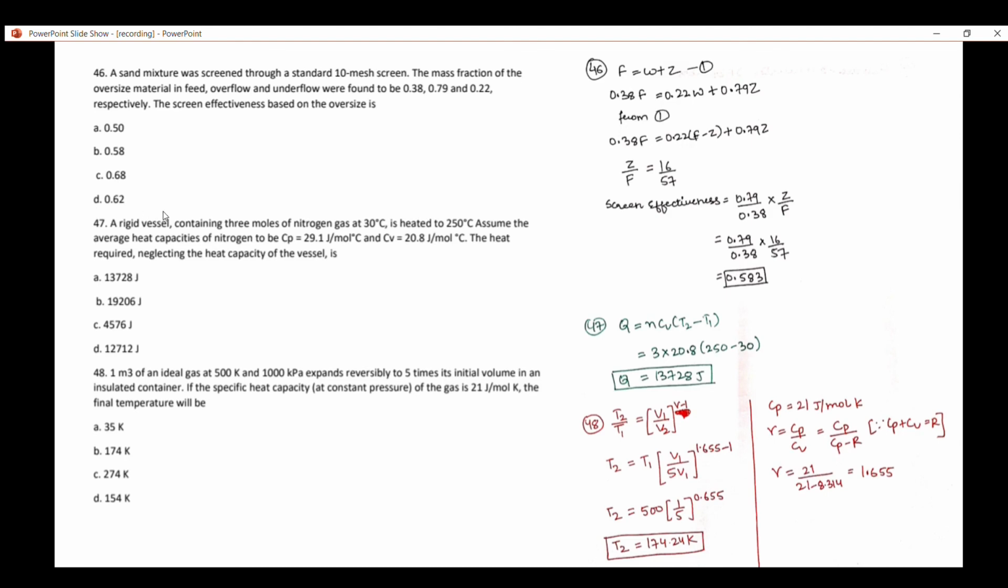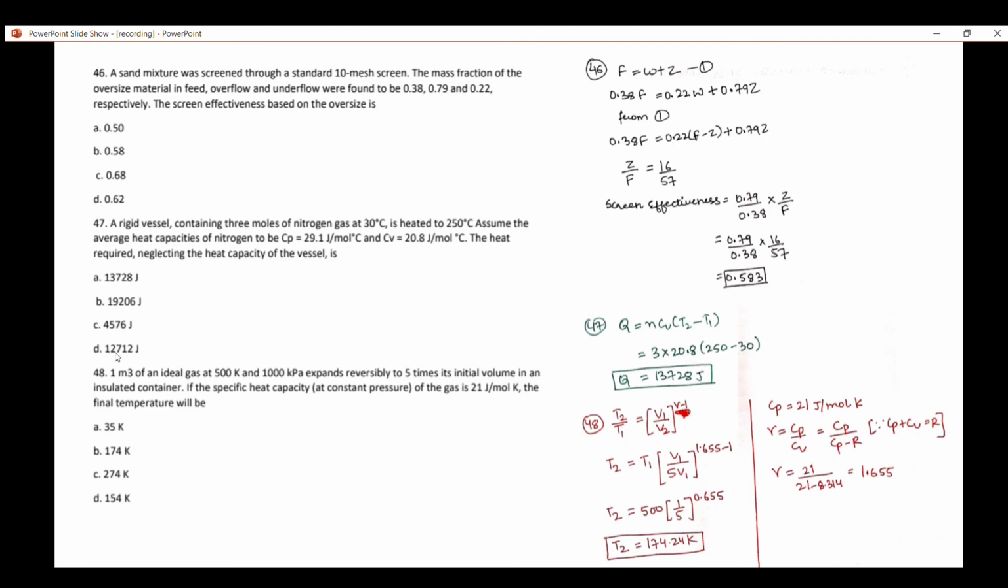Next, a rigid vessel containing 3 moles of nitrogen gas at 30 degrees Celsius is heated to 250 degrees Celsius. Assume average heat capacities of nitrogen to be, okay, it is given, and heat required, neglecting the heat capacity of the vessel. So we have to find out the heat required, which is N into CV into T2 minus T1. All the values are given, just substitute them and we'll get Q is equal to 13728 joules.